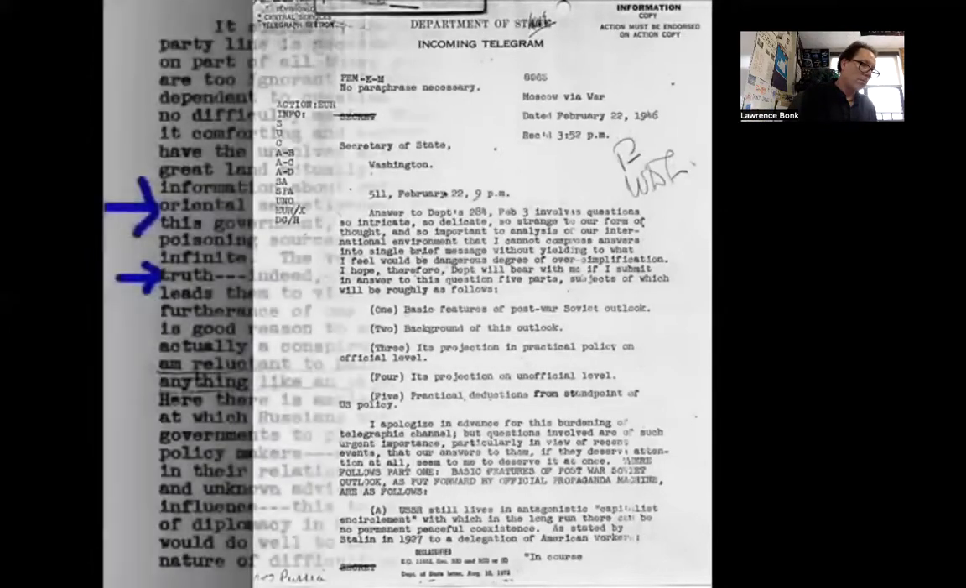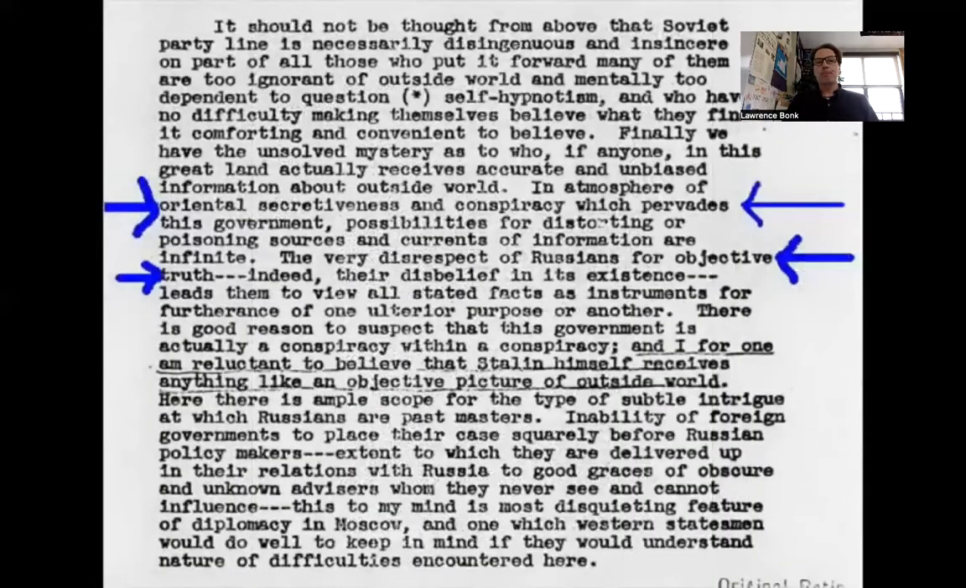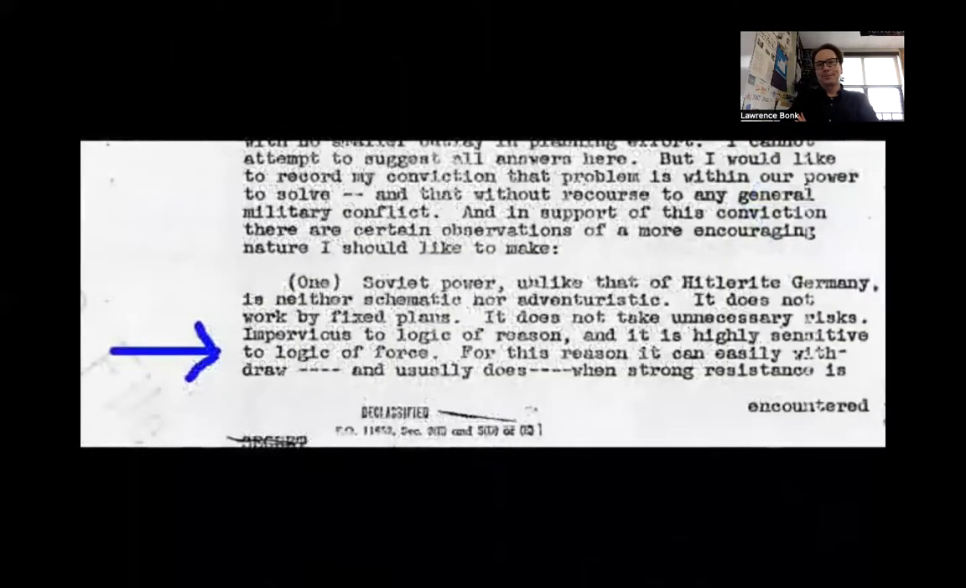Kennan stressed that the United States could not negotiate with them, that they were, according to him, living in an atmosphere of Oriental secretiveness and conspiracy, and a disrespect for objective truth. Kennan's conclusions were that all Soviet actions would be negative and destructive in character. But on the other hand, they were highly sensitive to the logic of force.